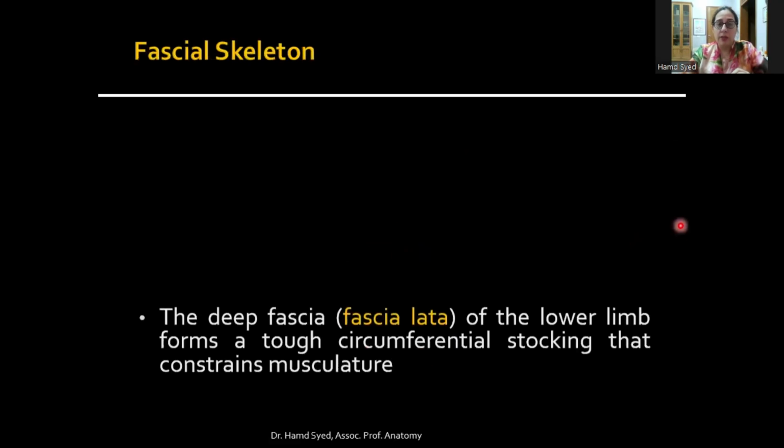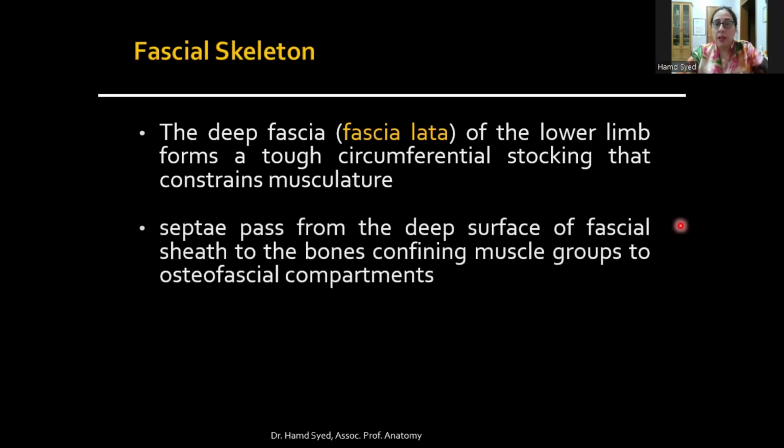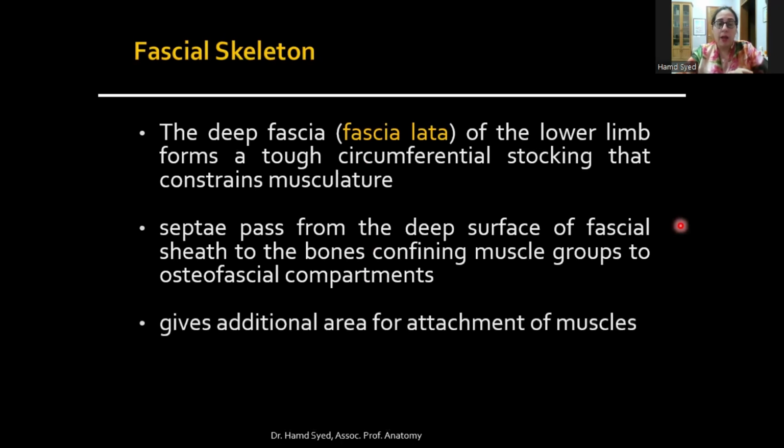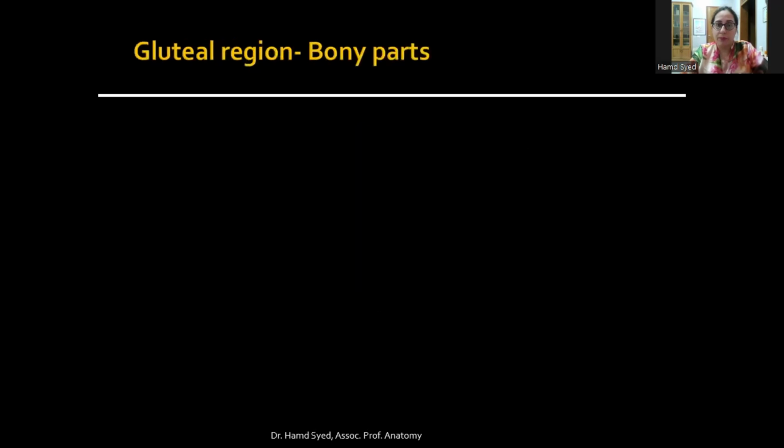The fascial skeleton of the thigh, that is the fascia lata, is in the form of a tough circumferential stocking which constrains the musculature. Septa pass from the deep surface of the fascial sheath to the bones, confining the muscle groups to osteofascial compartments. And also it gives an additional area for attachment of muscles. It is thickened laterally to form the iliotibial tract.